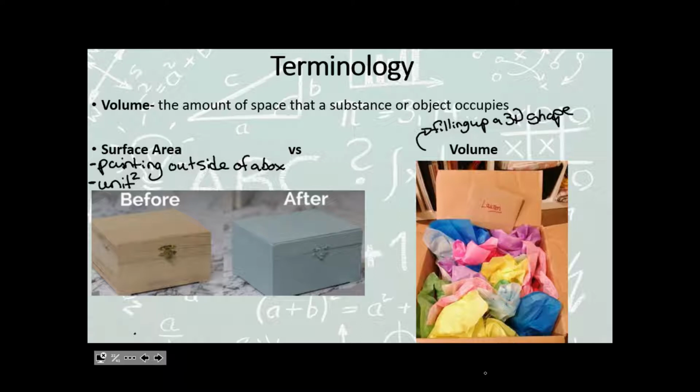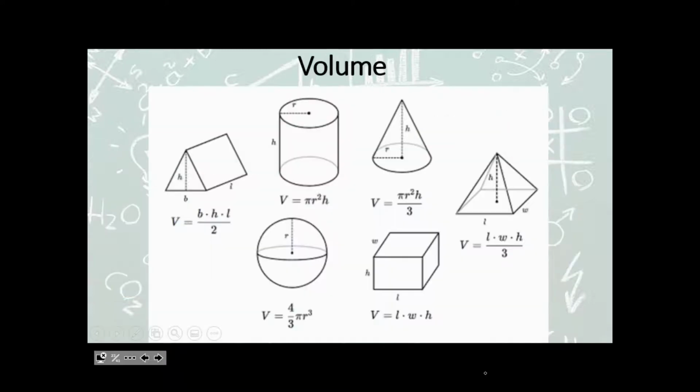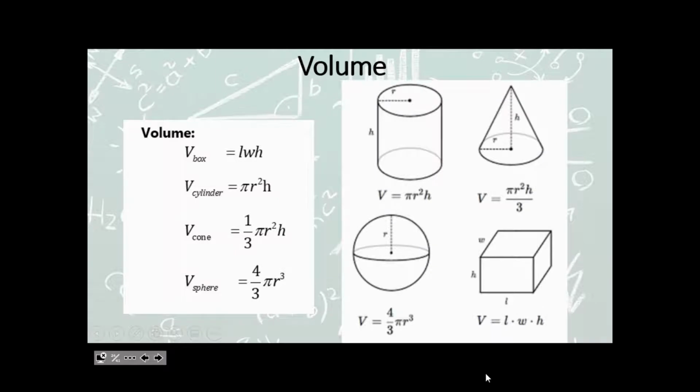Because now we're looking at something in 3 dimensions, our units are always going to be cubed. So maybe it's centimeters cubed, maybe it's inches cubed, kilometers cubed, whatever it may be. Okay? Here are all of the different 3D shapes we could look at. We talked briefly about all of these in surface area, but we're going to strictly focus on a few of these for volume.